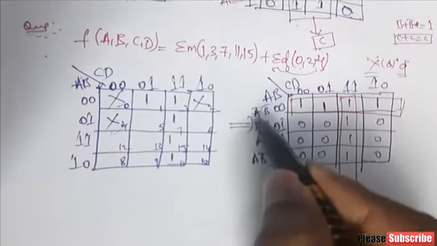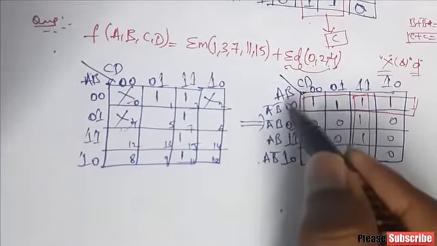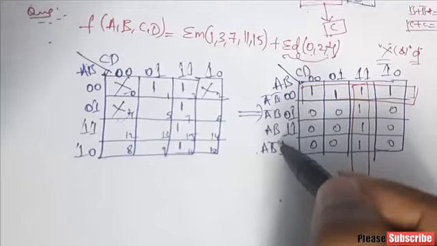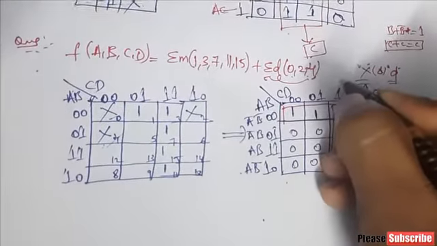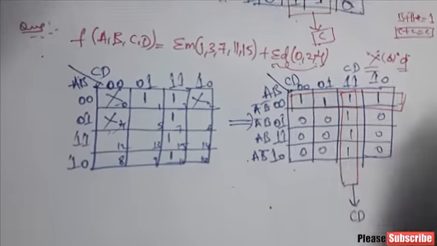Here you will see A plus A bar is equal to 1. Here A plus A bar is equal to 1. Here B plus B bar is equal to 1. Here B plus B bar is equal to 1. Total will become the 1. Here this will be the C, D. Hence the answer will be the C, D.